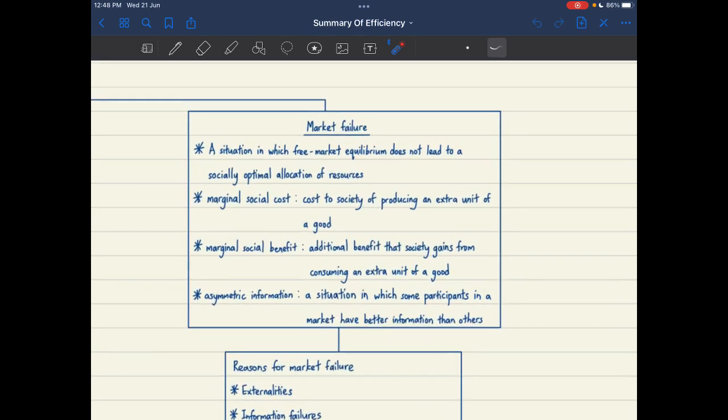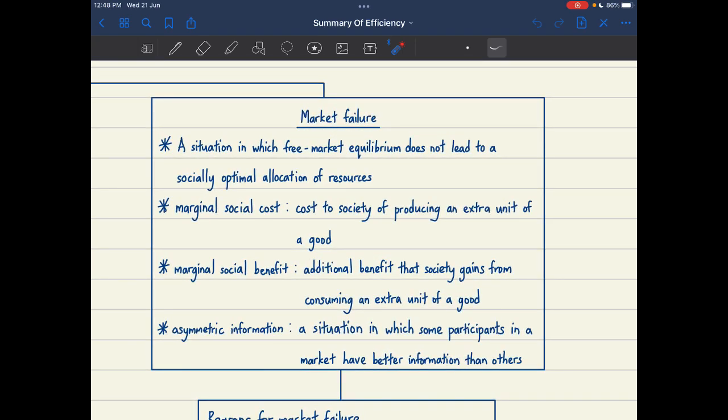Okay, let's look at market failure. Market failure is basically a situation in which the free market equilibrium does not lead to a socially optimal allocation of resources. Let's say I produce 500 units of goods, and then let's say I purchase this amount of goods. There is overconsumption and underconsumption. This would happen when it's a public good, a merit good or a demerit good.